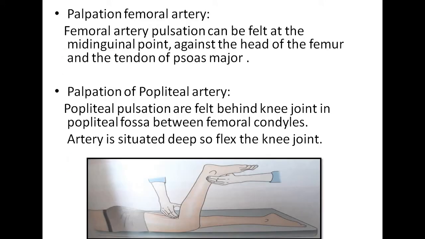Femoral artery pulsation can be felt at the mid-inguinal point against the head of the femur and the tendon of psoas major, while popliteal artery pulsations are felt behind the knee joint in the popliteal fossa between the femoral condyles. As this artery is situated deep, flexion of the knee helps in feeling the pulsation of the artery.